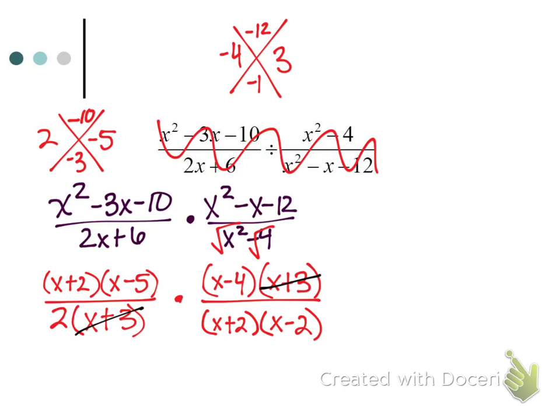Lexi, what's something else that I could cancel? X plus 2, x plus 2. X plus 2's match each other exactly, so they can cancel out. Do we see anything else that's exactly the same that could cancel? No. So if there's nothing else that's going to cancel, we can start writing our answer.